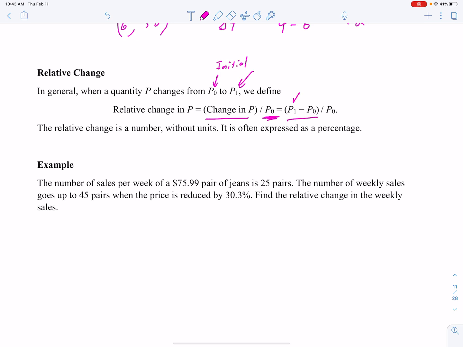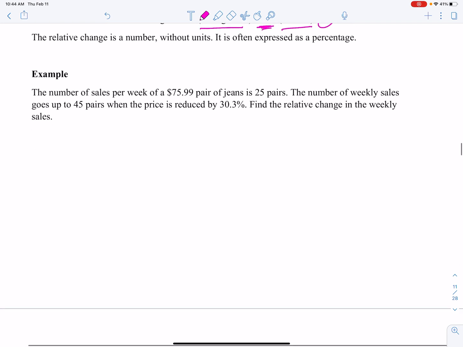So that first interval minus the initial value divided by the initial value. All right, so this relative change is a number without units and is often expressed as a percentage. Often, but you could also represent it as a decimal. Okay? All right, so let's do an example here.